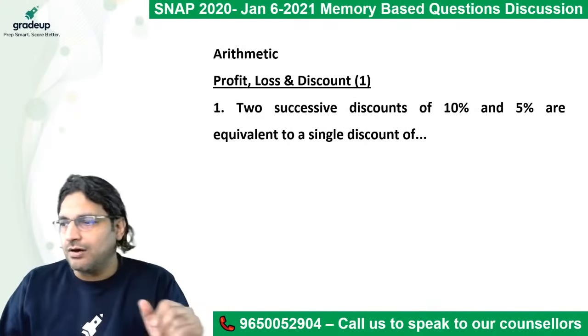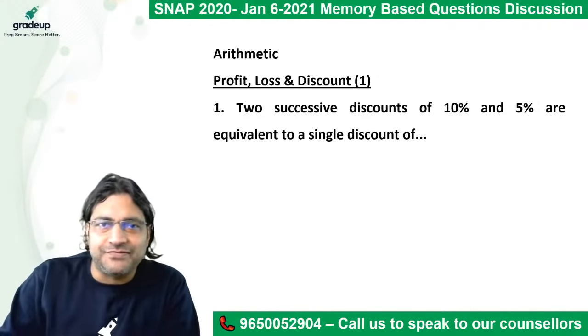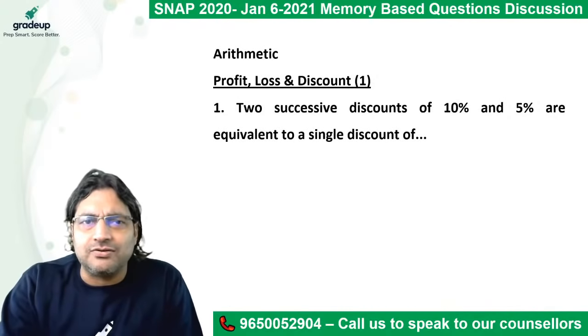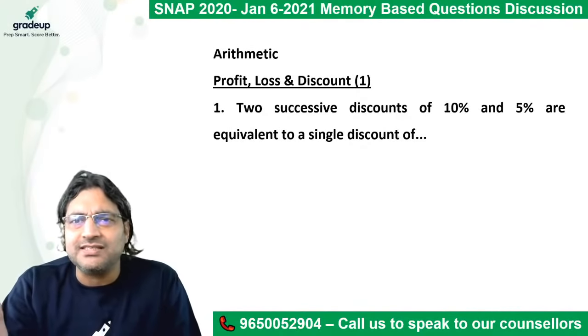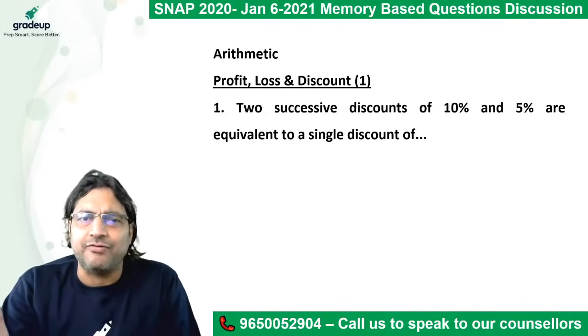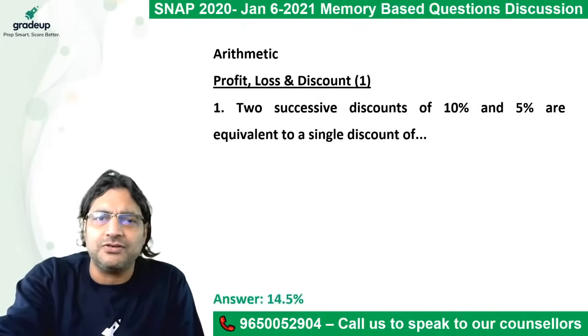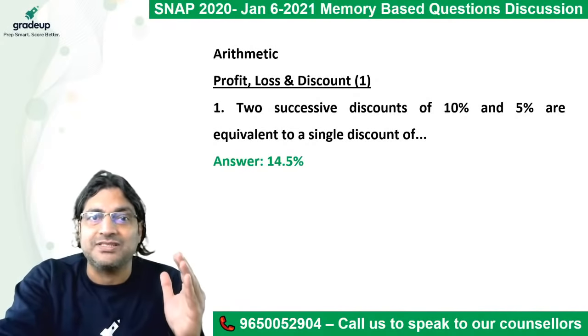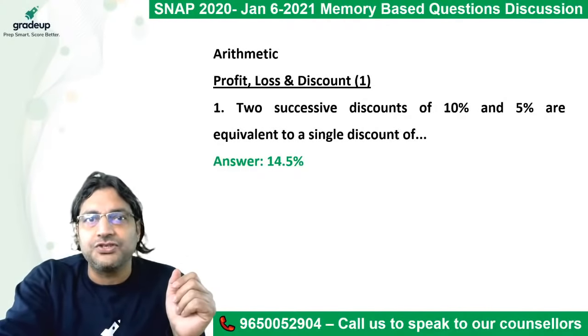Very good afternoon, everyone. And this was a question on profit, loss and discount. 2 successive discounts of 10% and 5% are equivalent to a single discount of, of course, we all know the answer is 14.5%. So 14.5% is the answer. Let's move to the second question.